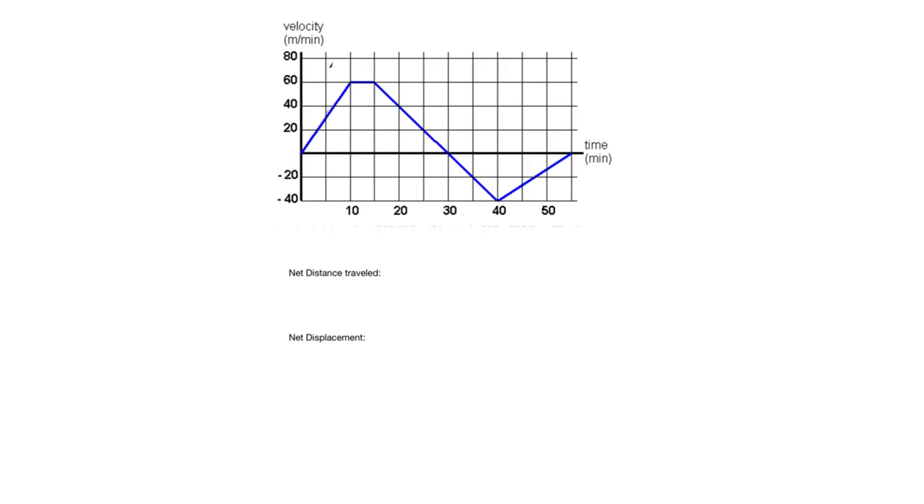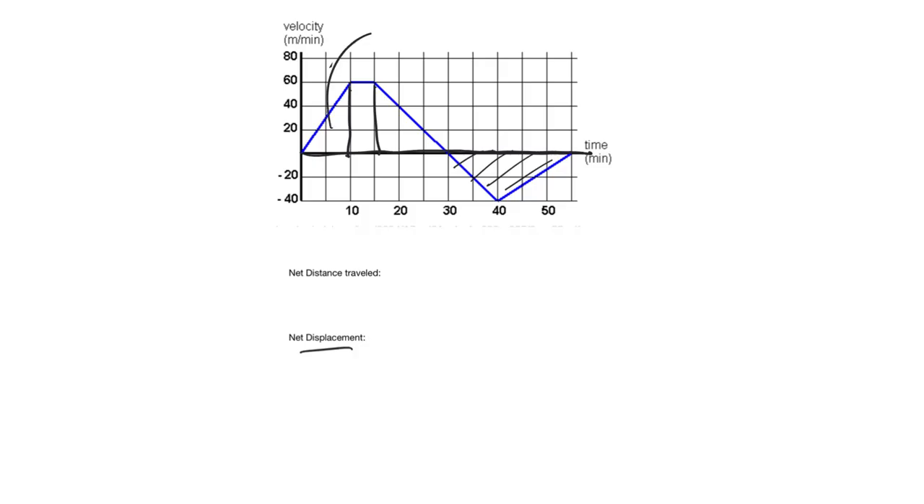This is a v versus t graph. I want the net distance traveled during this trip and the net displacement made during this trip. So on a v versus t graph, to find distance or displacement, you've got to find the area between the x-axis and the blue line, the graph line. First I'm going to break these up into triangles and rectangles. This looks like one whole triangle, so I'll keep this one.